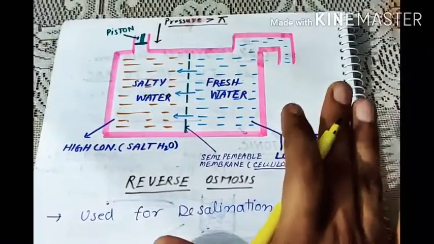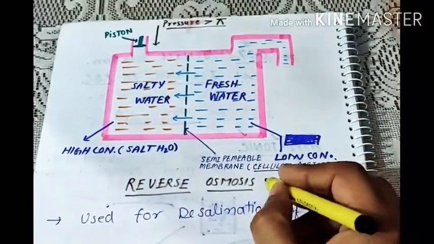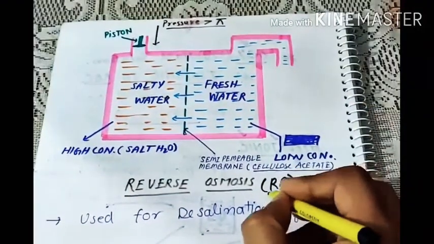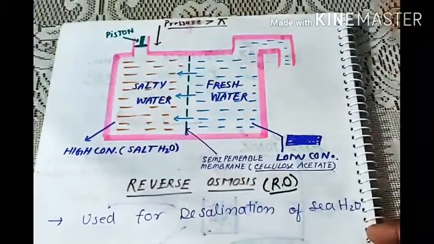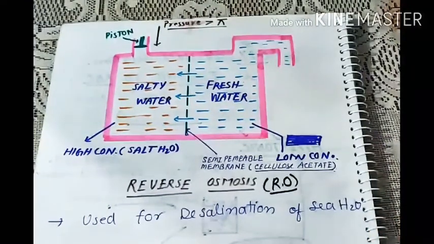So in this lecture we'll talk about reverse osmosis, which is also known as RO, and we'll discuss some numericals based on osmotic pressure colligative property. First of all, we'll start with the meaning of reverse osmosis.